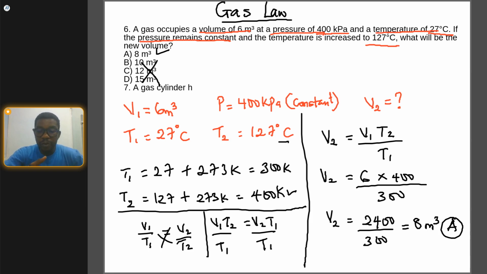So we've been able to touch questions on Charles' law, Boyle's law, and the Gay-Lussac law. The three laws, we've been able to solve some questions on them.